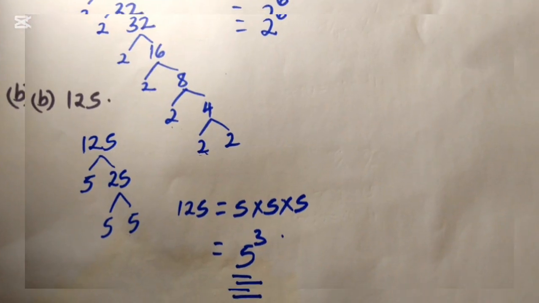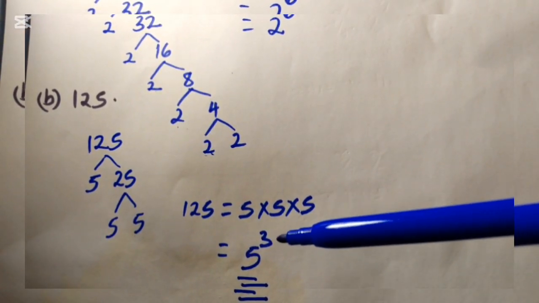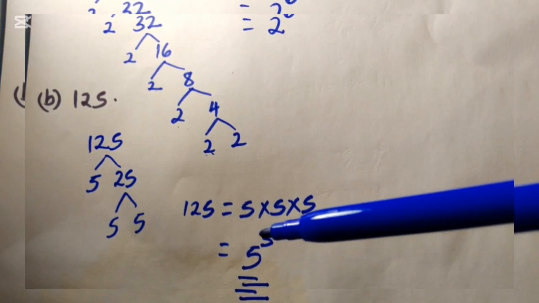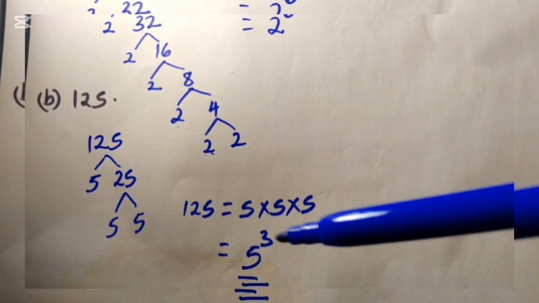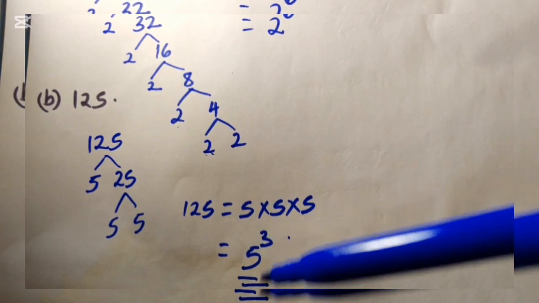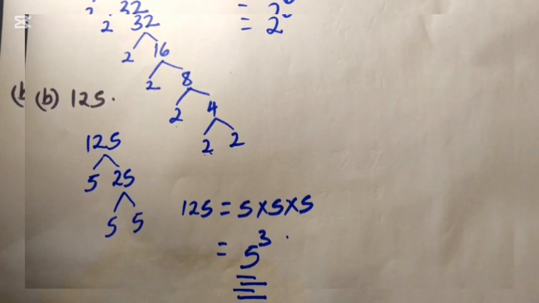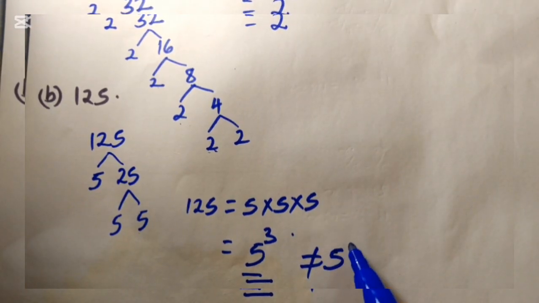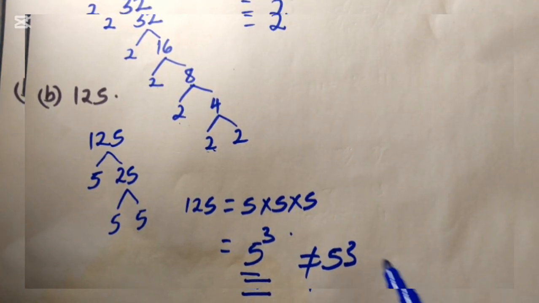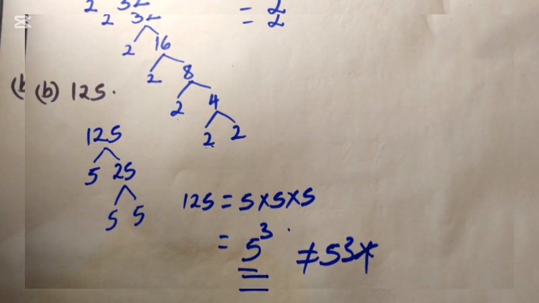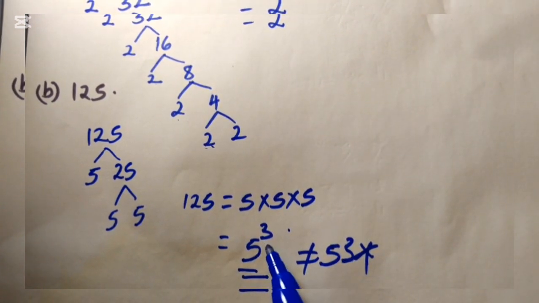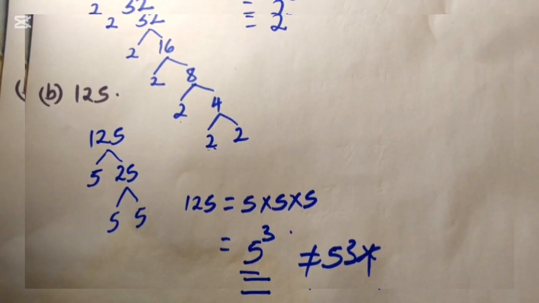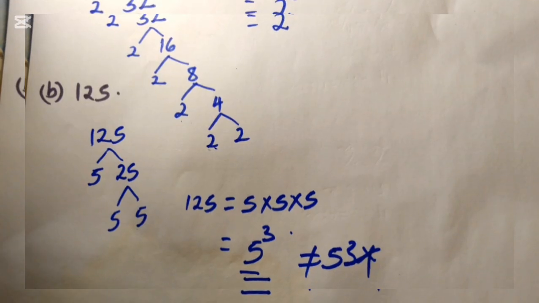When you are writing these powers or indices, you make sure that this is clearly seen as being raised to the power. Make sure it is seen that it is a power. Some learners write this. Look at this: this is 53, not 5 to the power 3. Make sure that the 3 looks like a power. Those are some of the common mistakes I see learners doing.